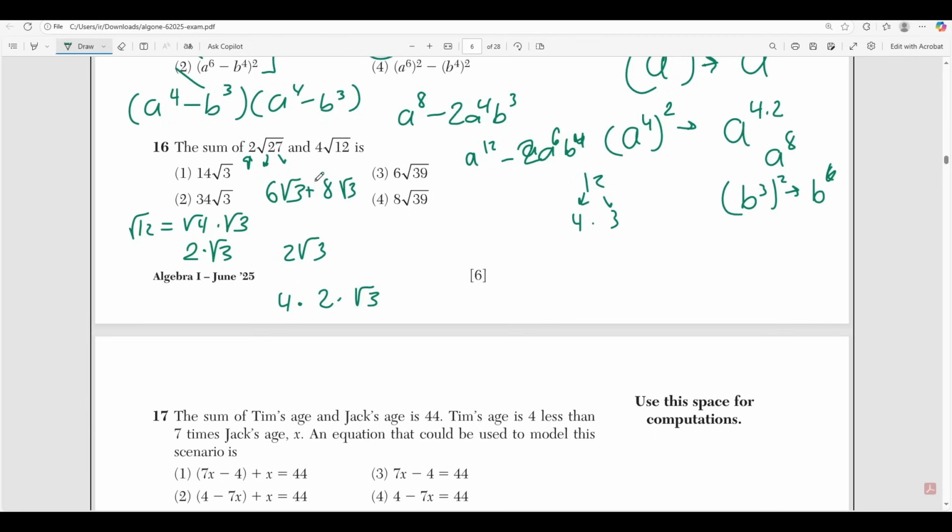So now if I add these two together, you don't actually combine whatever's on the inside. Whatever's on the inside stays the same. So this technically stays the same as radical 3. Whatever's on the outside is what actually gets combined. So 6 plus 8 is equal to 14. So this sum is equal to 14 root 3.